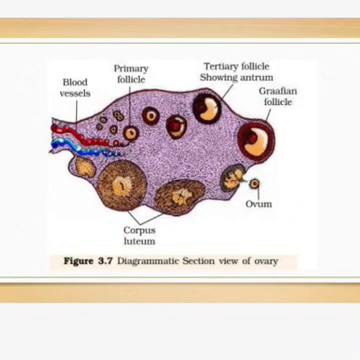Dear students, today we'll take up another important topic from chapter Human Reproduction, Oogenesis. You know that it is a part of gametogenesis, and gametogenesis is the process of producing male and female gamete respectively by the male and female sex organs.